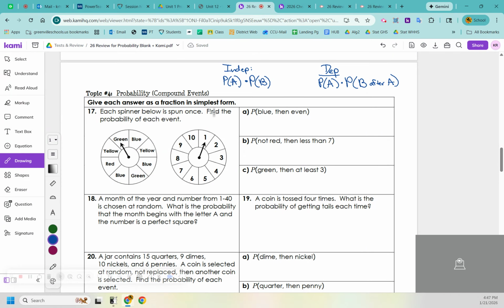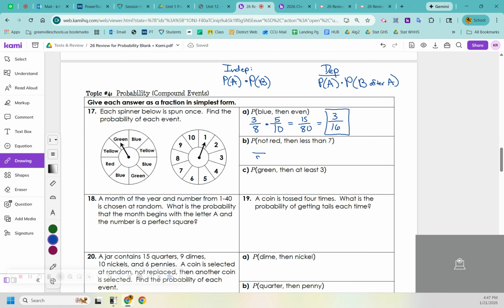So each spinner is spun once, find the probability of each event. These spinners have nothing to do with each other, so these are independent. So once we find the probability of blue, well, there's 1, 2, 3, 4, 5, 6, 7, 8. 8 here. In blue, there's 1, 2, 3. So 3 out of 8. Times the probability that this spinner is even. Well, there's 1 through 10, 10 numbers, and the even numbers are half of them, so 5. And then multiply across the top, across the bottom. So it's 15 out of 80, and then in simplest fraction form, 3 out of 16.